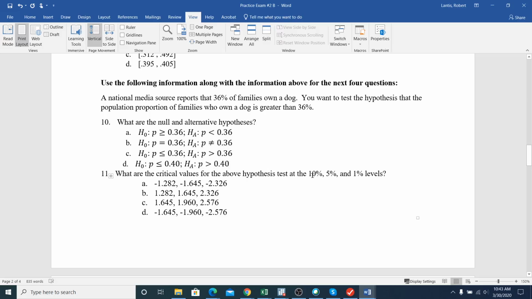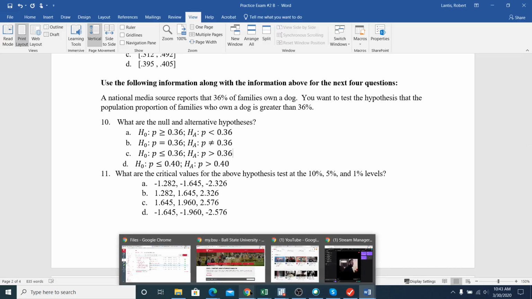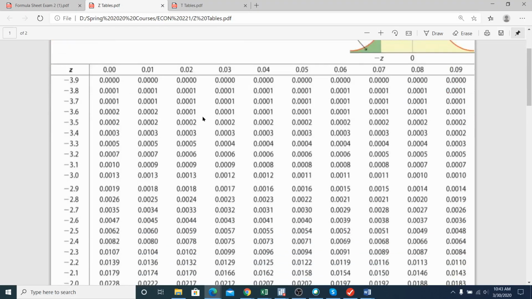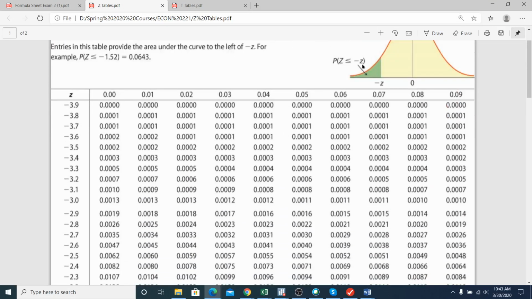So we've got 10, 5, and 1%. We can look up the alpha of 0.1. So we go to the table, and honestly, we might start, oh, here we go. We might start remembering these, all right? So we want the area in the tail to be 0.1.